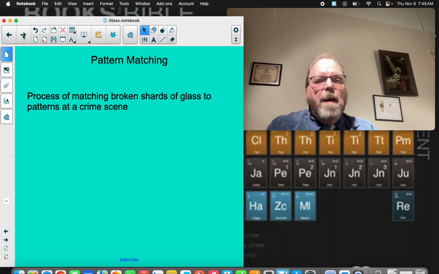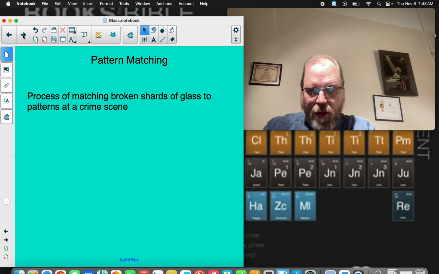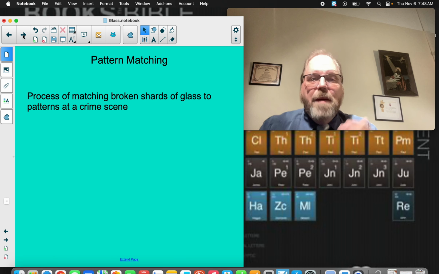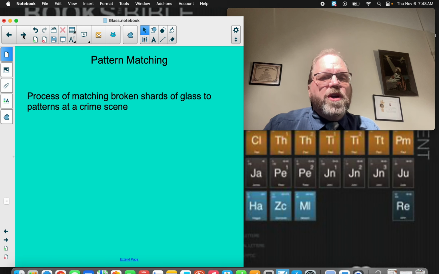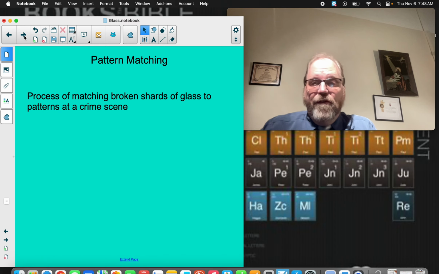All right, now pattern matching. We're going to do a lab with this, and you've got to be very careful, but this is really, really fun. What you're going to do here is take a broken shard of glass and match it to a piece of glass from a crime scene.